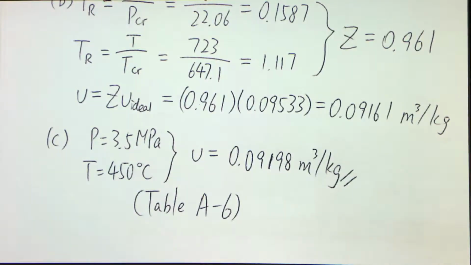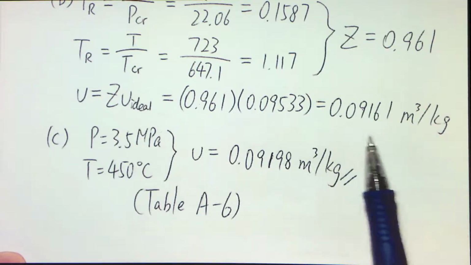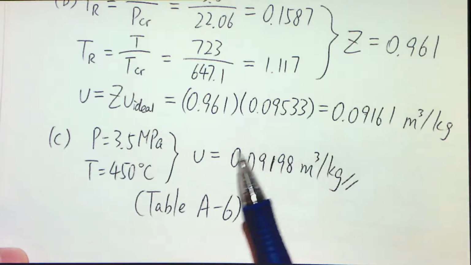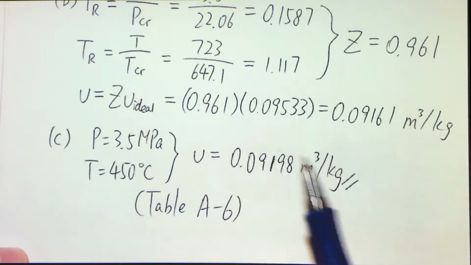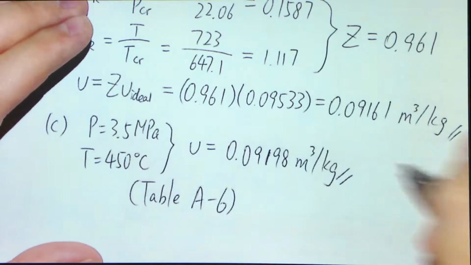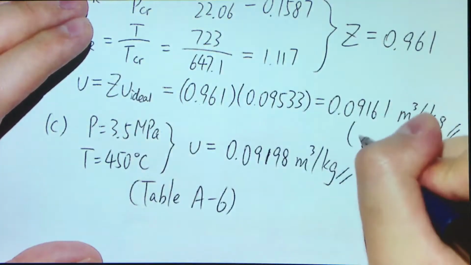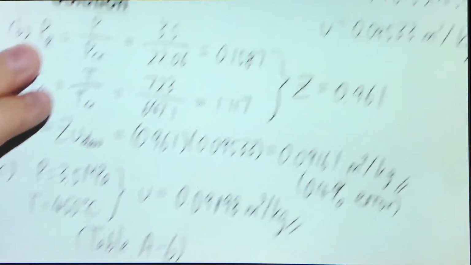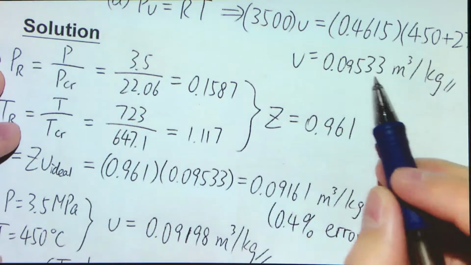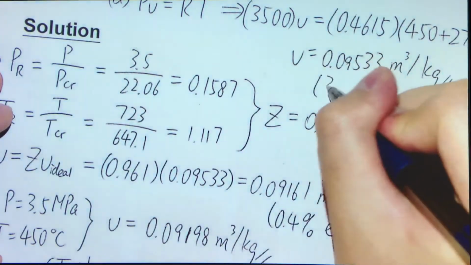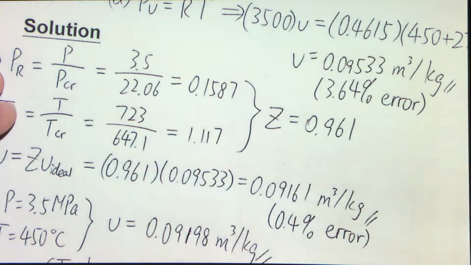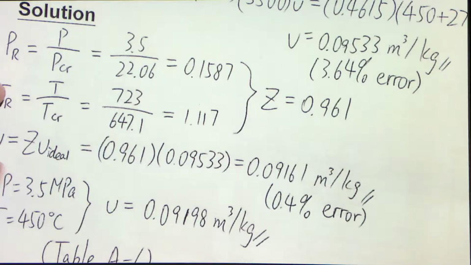And we need to also determine the error involved in the first two cases. How can you get the error? Easy, you just find the change, divide it by the actual number, and multiply by 100% to get the error. We will see that in this case, we have 0.4% error. For the ideal gas case, it actually differs much, about 3.64% error. So much greater error indeed.